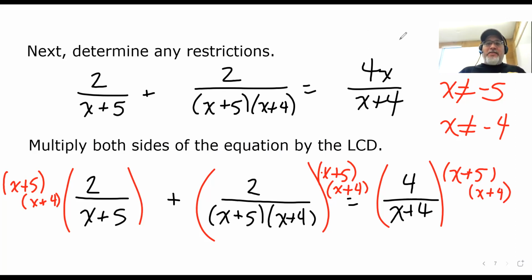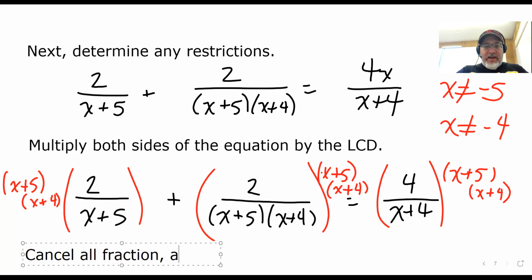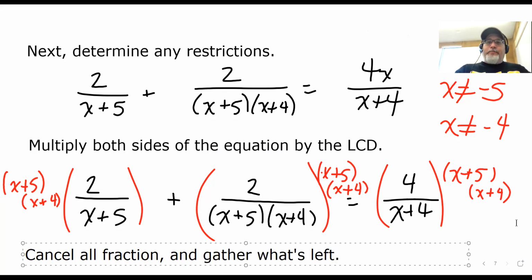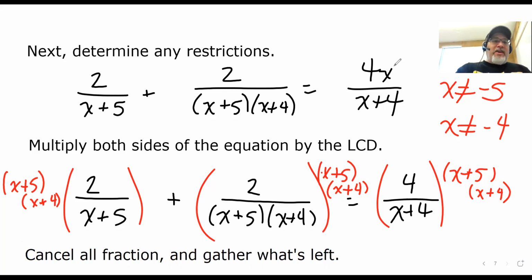So you're going to multiply both sides of the equation by the least common denominator so that you can cancel all fractions and gather what's left. Because on most of the fractions, you'll cancel something but not everything. And you have to gather whatever is left over. For example, on the first fraction, I'm going to cancel the x plus 5s. That's going to leave a 2 times an x plus 4. So let's go ahead and go to the next page and start building what our equation looks like. The first fraction will be left with 2 times x plus 4.